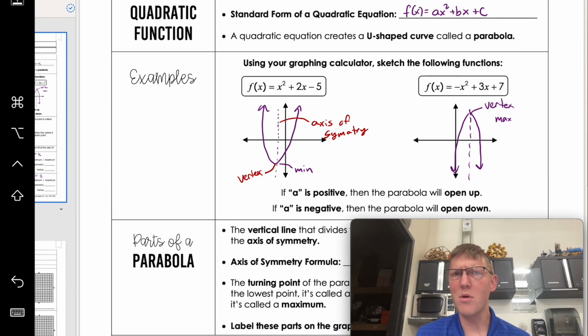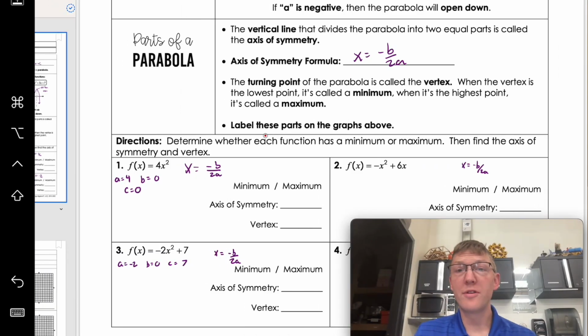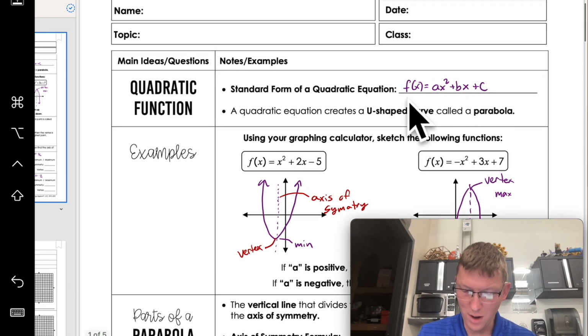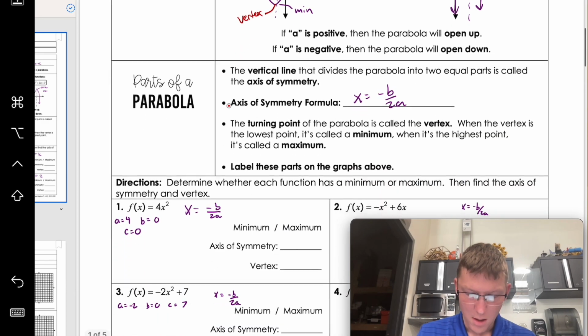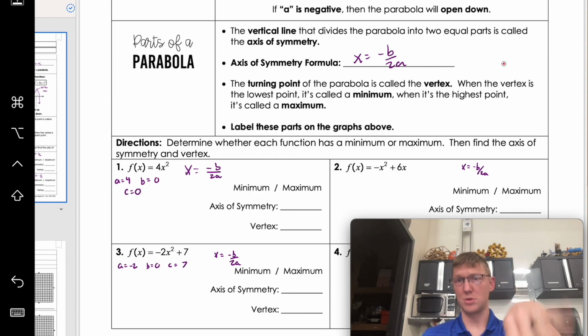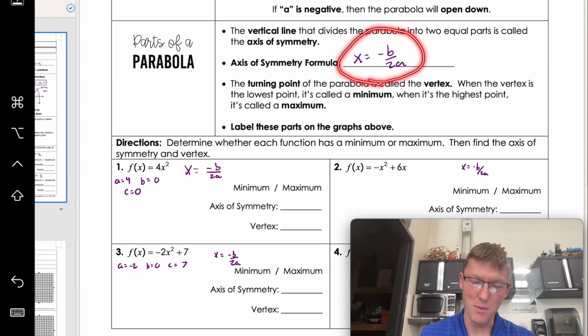So how do we graph one of these things? Since all of these parabolas are in standard form, not vertex form yet, we'll go over that later. But remember, our standard form is right up here. Since they're in standard form, in order to graph it, the first thing we need to know is that axis of symmetry. That will give us our vertex, and then from there, we'll just throw some points at it and make our graph. The way we find our axis of symmetry is this right here.